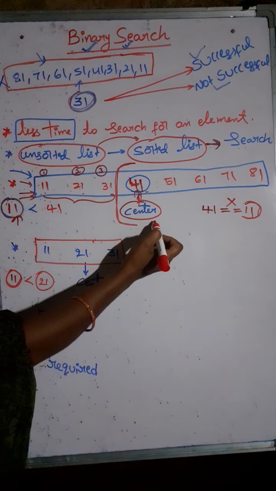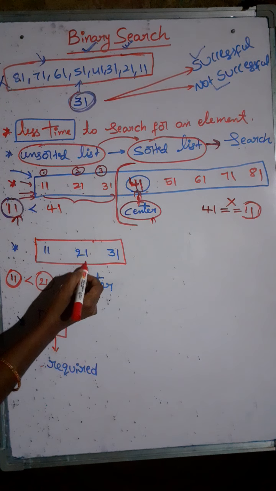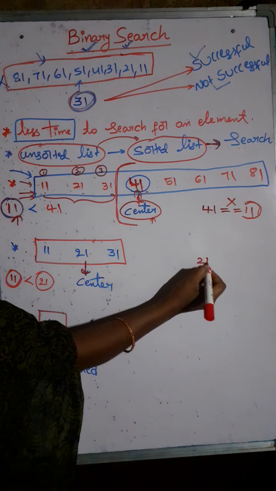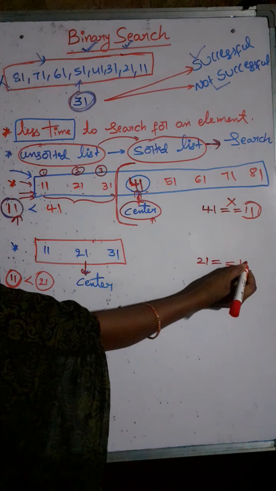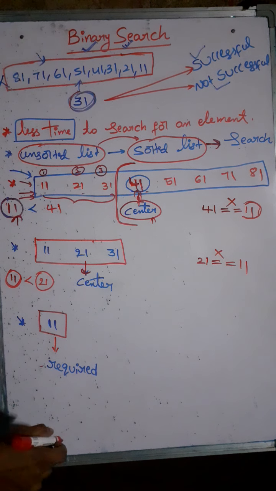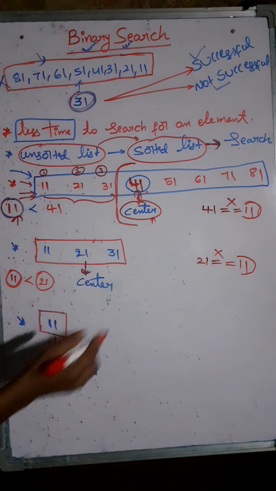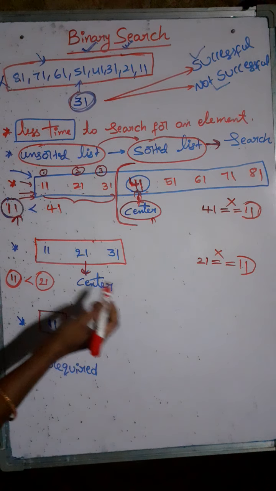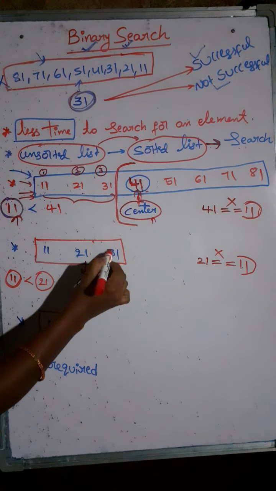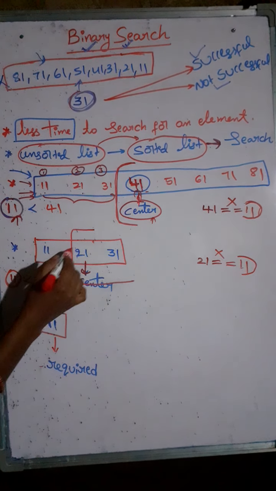So what we have done here is try to open the center page, right? So here also we try to open the center page. What is the center page? 21. Is 21 equal to the required page? No, 21 is not equal to 11. But if you observe, 11 is less than 21, right? That means we can find this page number on the left side of 21. You cannot find it on the right side, right? That means you cannot find page number 11 on this side.